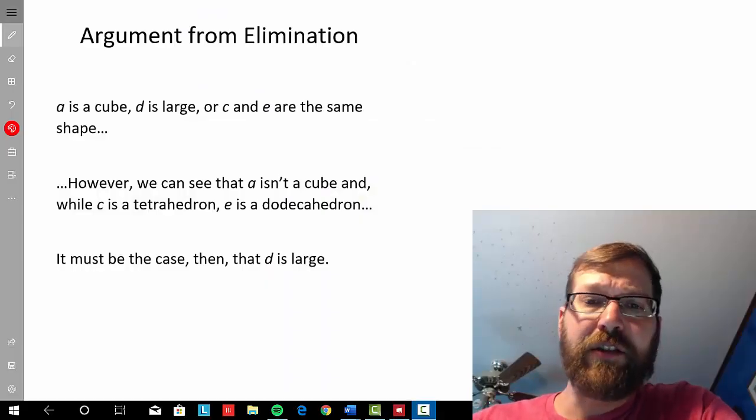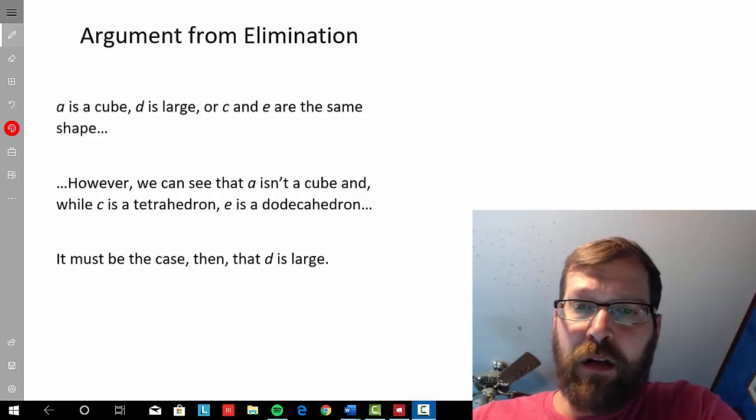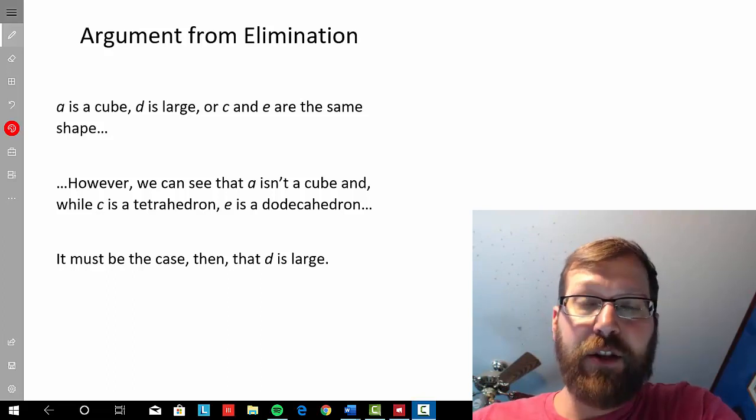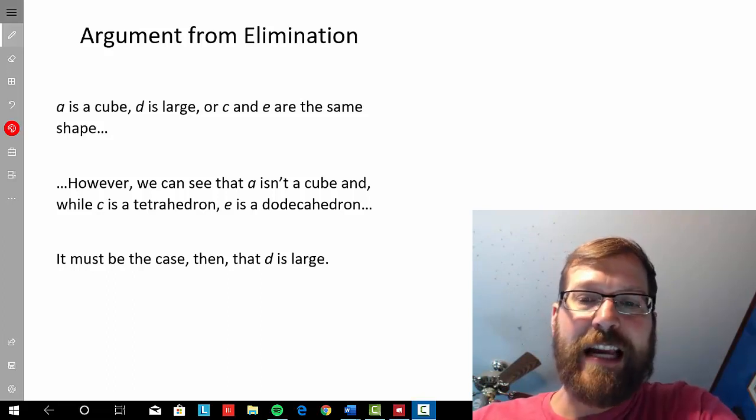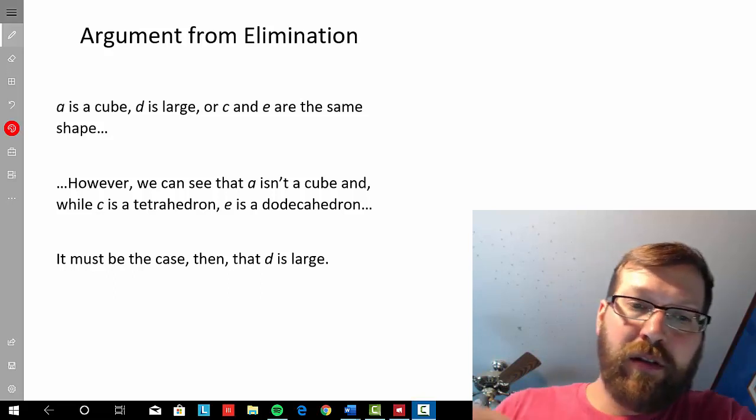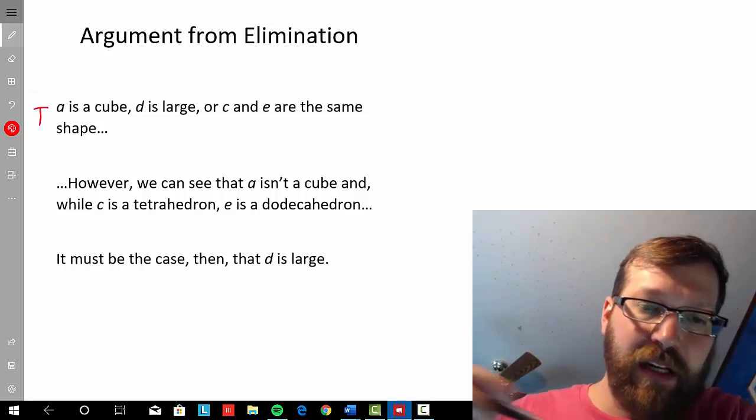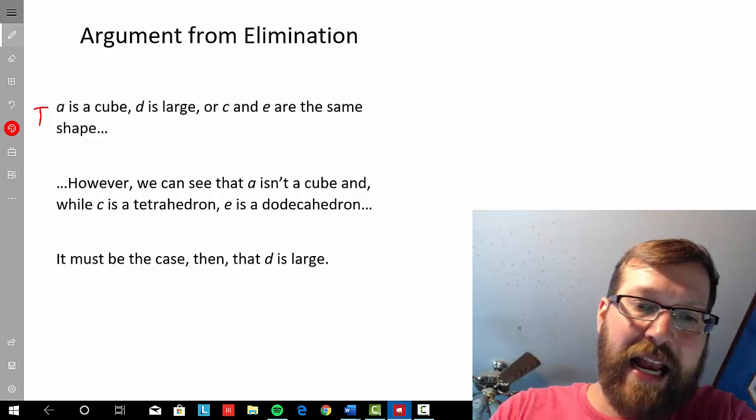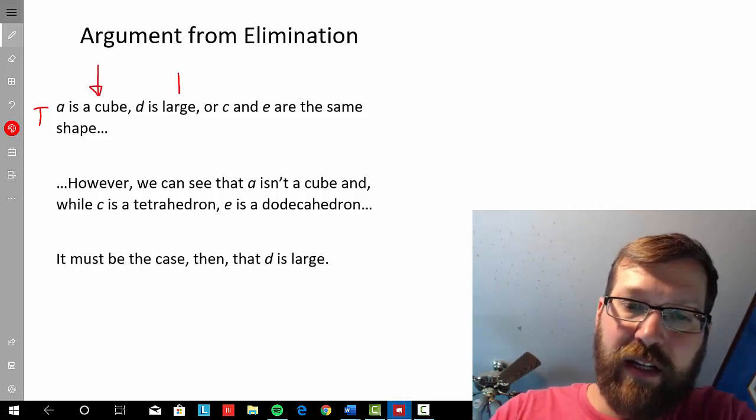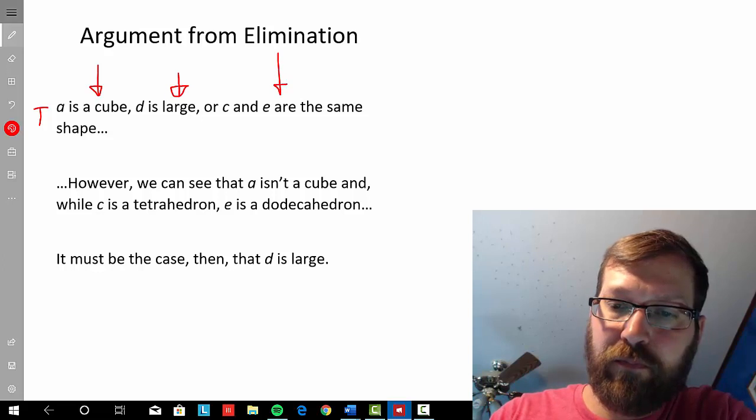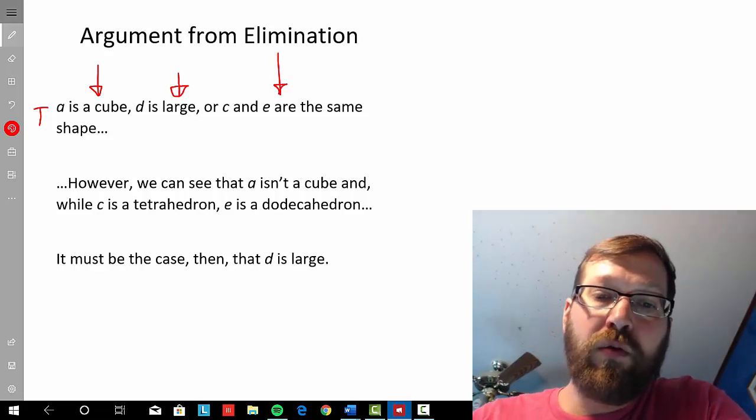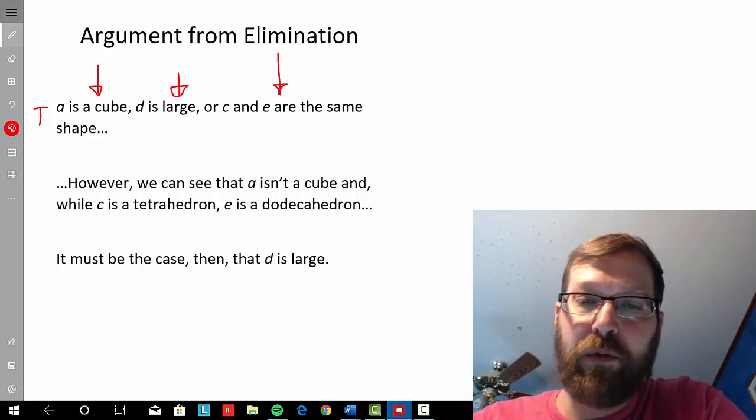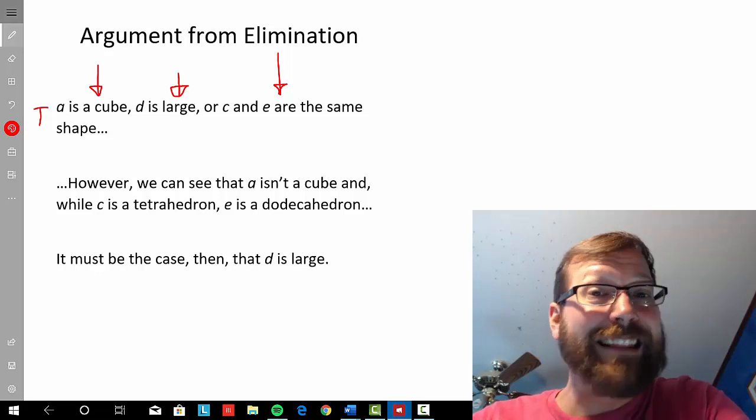All right, so let's take a look at this argument from elimination that is given to us informally. The first premise that we get is A is a cube, D is large, or C and E are the same shape. So if we get to accept this as being true, and it's a premise, so we do get to accept it as being true, all it tells us is that at least one of these is true. But we don't know which one of those is true. Maybe two of them are true, maybe three of them are true. All we know is at least one of them is true.